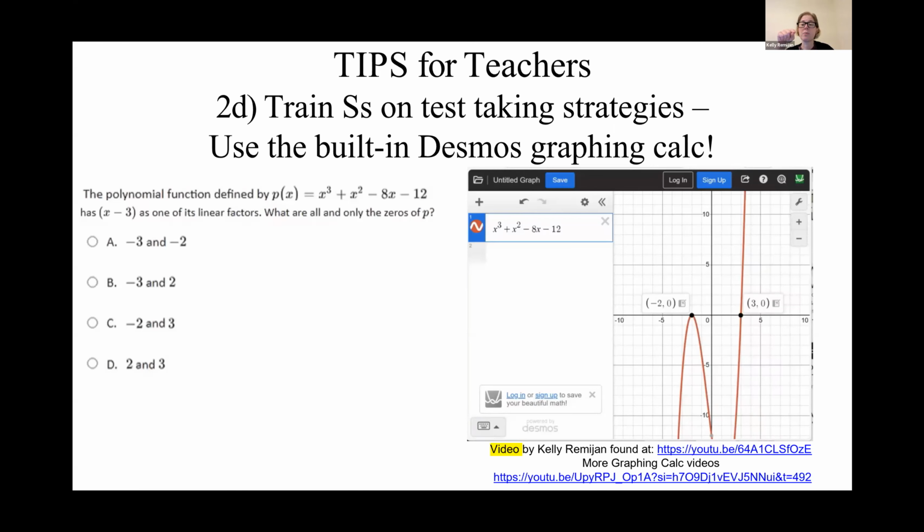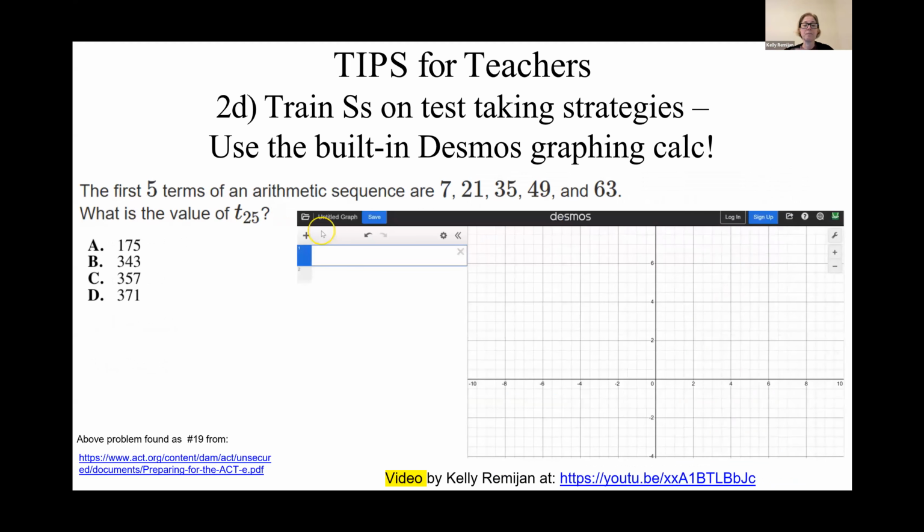About a minute per problem on this test. So if you can get the problem done in a minute, it's doable. It totally is. It also allows you then to have more time. If this took 40 seconds, it allows you to have more time for other problems that require more than a minute. So again, this is that built-in Desmos calculator.